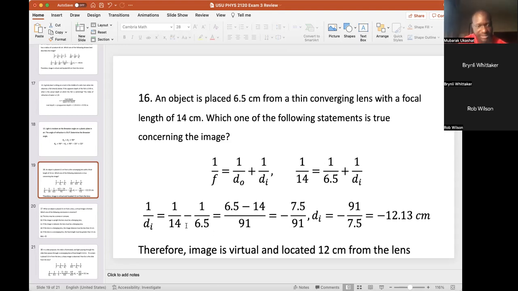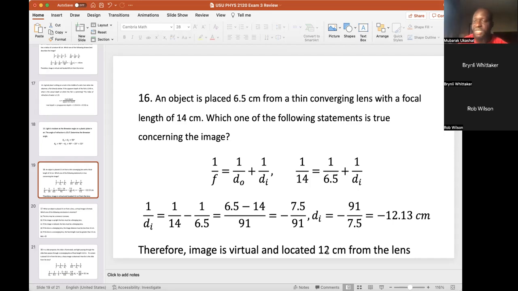We do the same thing. This times that is 91. 14 into 91 is 6.5. 6.5 times 1 is 6.5. 6.5 into 91 is 14. Minus 14 times 1 is minus 14. So we do that here. We get this, then image distance is the inverse of this because this is 1 over image distance, it becomes 91 over 7.5 with a negative sign. So we get a negative image distance. So this is a virtual image too. Virtual image located 12 centimeters from the lens.